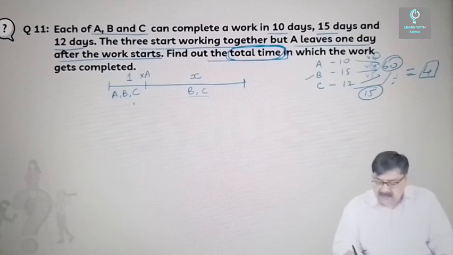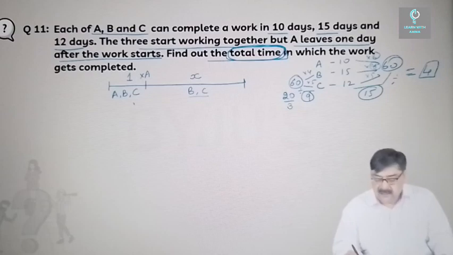So let's take it here. 15 and 12. Once again, the LCM is 60. So this is into 4, this is into 5. This is 9. So 60 divided by 9, which is nothing but 20 by 3. All right, so this is something we will keep in our mind.